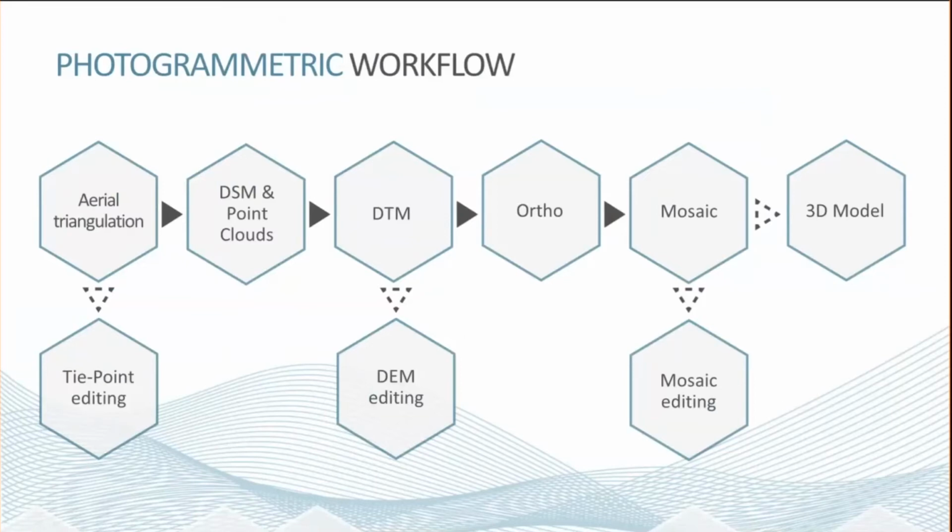The second module is the surface and terrain model extraction, the DEM extraction module, which allows the user to create surface models, point clouds, and terrain models. Then we have the mosaic module, which is basically the ortho rectification of images and also the mosaic creation with those individual orthos. Each of those modules also has some small add-ons. For the aerial triangulation, we have a module for tie point editing.